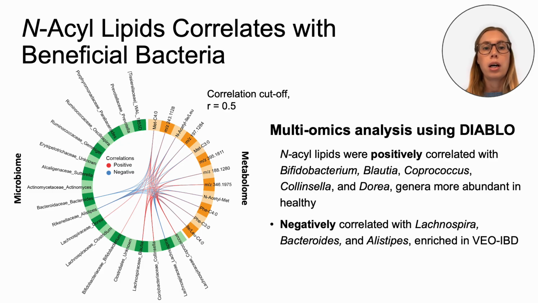So finally, we wanted to investigate if any of the metabolic changes we detect could be explained by changes in the composition of the gut microbiome. So we did a multi-omics analysis using DIABLO. Several of the short-chain N-acyl lipids, such as those with methionine or phenylalanine as head groups, were positively correlated with taxa enriched in the healthy, and then they were negatively correlated with taxa enriched in the VEO-IBD.